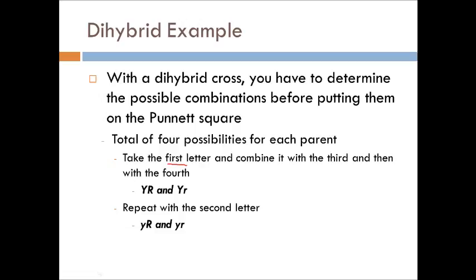You take the first letter and combine it with the third and then the fourth. In our case, each parent was big Y, big R, little y, little r. So we take the big Y and combine it with this one, then with that one. So we have big Y big R, and then big Y little r. Then we do the same thing with the little y: with the big R and then with the little r.